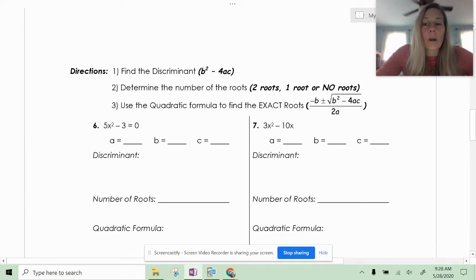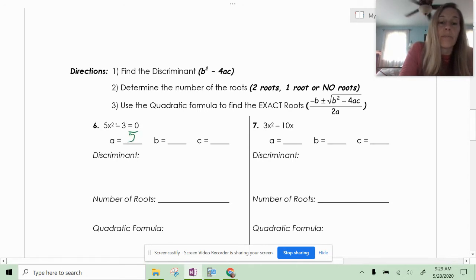Okay, so a couple more. We're going to do the same thing, but these are going to look a little bit different. They're missing something, just a little bit trickier. So we're just going to play around with them. Okay, so let's look at number 6. So this time A is 5, B is not there, so it's 0. And then C would be the negative 3.